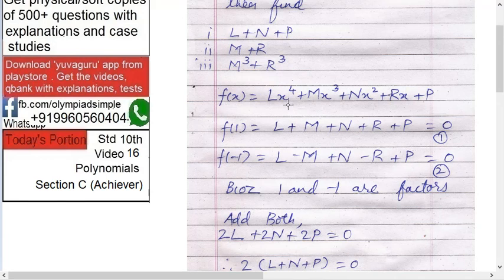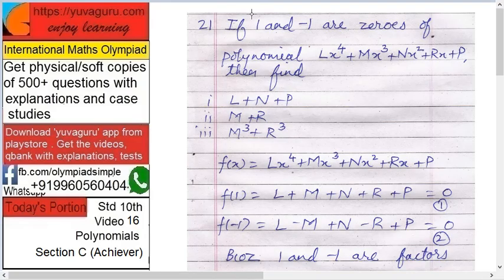f of x equals L x raised to 4 plus m x cube plus n x square plus r x plus p. Okay. Then 1 and minus 1 are the roots. So if you input the value of 1 and minus 1 in this f of x, your answer should be 0. Because if any number is a root of a polynomial, that's the remainder theorem, and if you substitute it in that f of x, then the answer is 0.